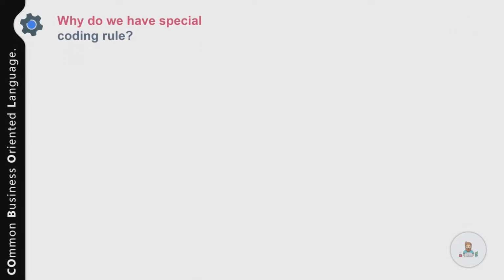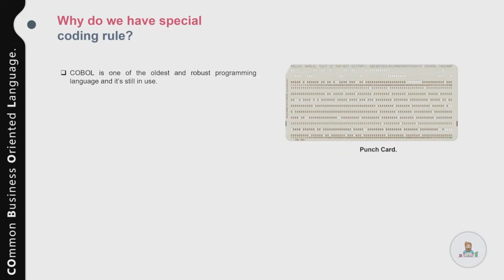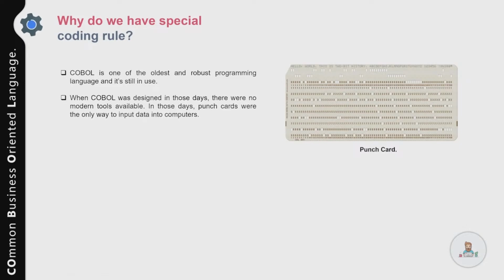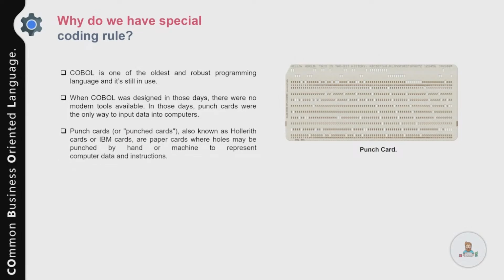Now let's talk about the rules and guidelines for writing a COBOL program. Before we get into the actual program coding rules, let's try to understand why we have special coding rules for COBOL. As you know, COBOL is one of the oldest and most robust programming languages that is still in use. When COBOL was designed, during the 1960s or 70s, you did not have modern programming tools to feed data into the computer. In those days, punch cards were the only way to input data into computers.